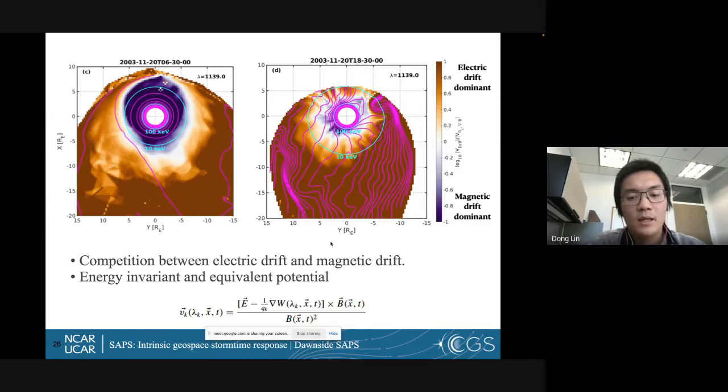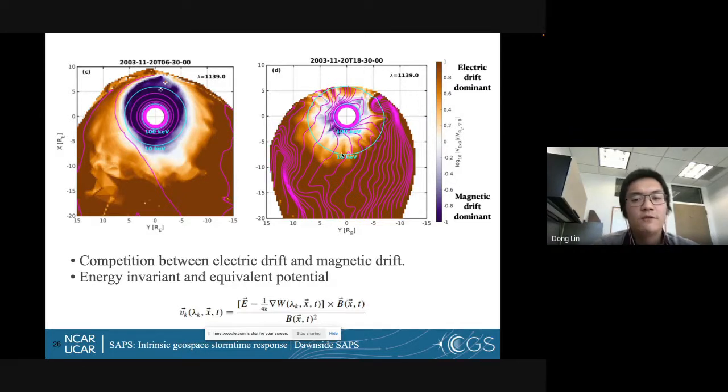And equivalently, we can express the trajectory using the so-called effective potential. And the contour of this potential basically suggests the trajectories of the energetic ions. This is also illustrating like a number of the energetic ions reach the dawn side.